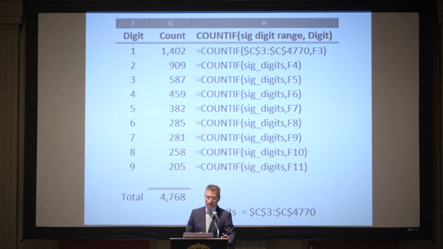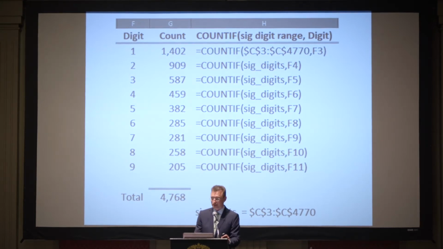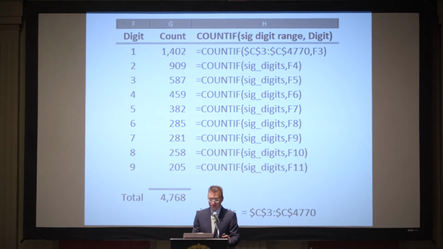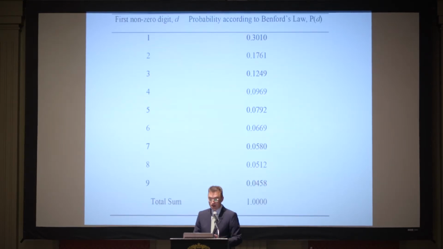So with the countif function, your range, you could use a named range if you're more comfortable with that in Excel, or you can easily use the alphanumeric syntax as well. So as you can see, I did it for each digit, 1 through 9, and you have a total count of 4,768. That's a pretty large and extensive data set that we're working with.